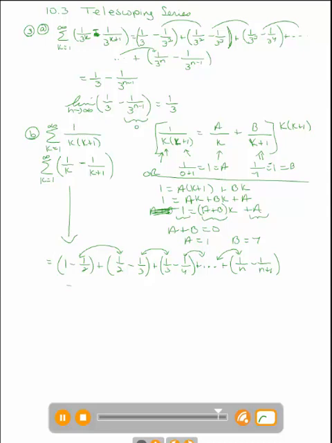So I'm going to get left with 1 minus 1 over n plus 1, and then you just take the limit. So the question is, what is the limit as n goes to infinity of 1 minus 1 over n plus 1? This piece right here is going to go to 0, and so I get 1. And this concludes 10.3.